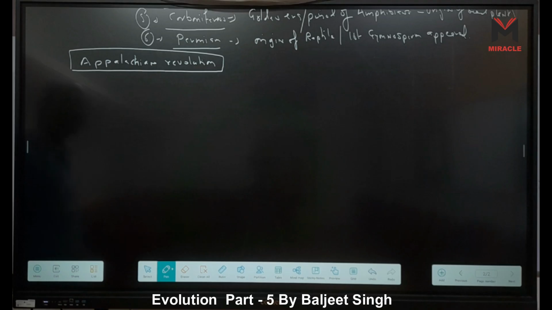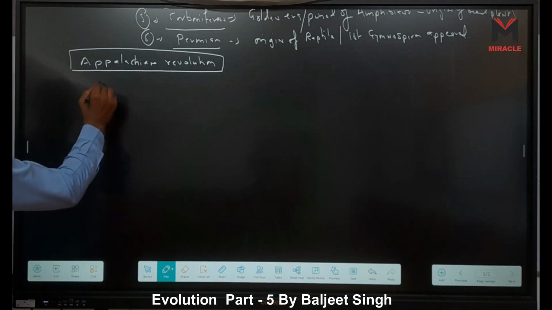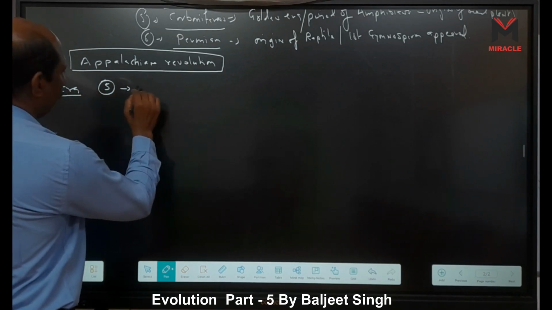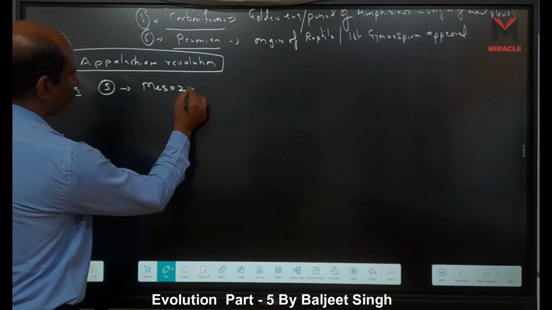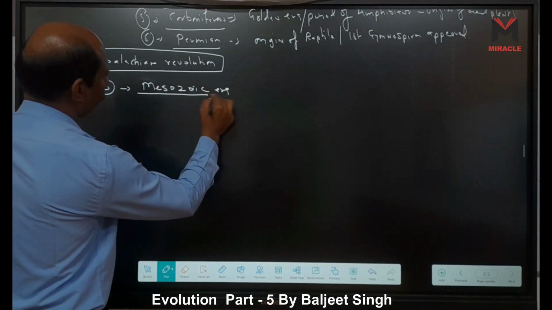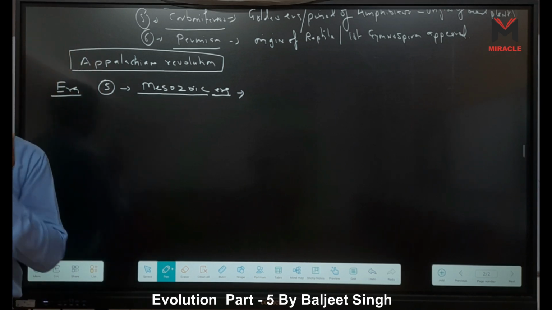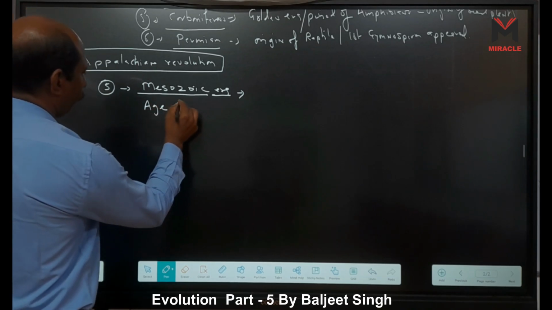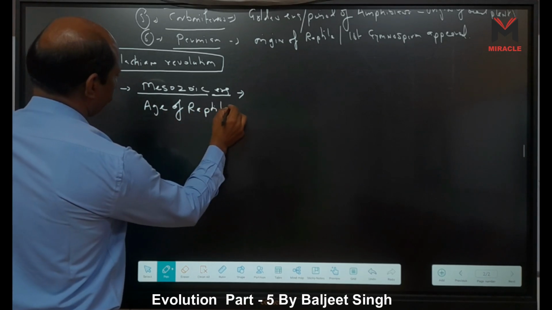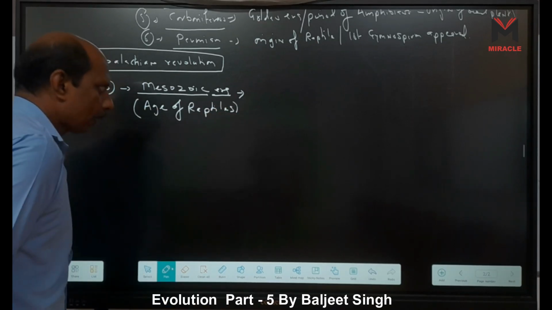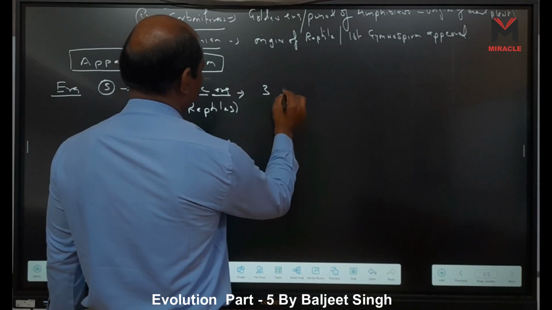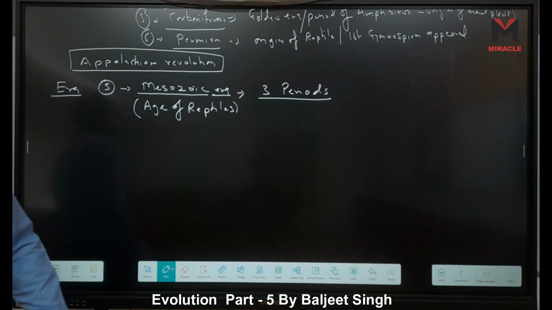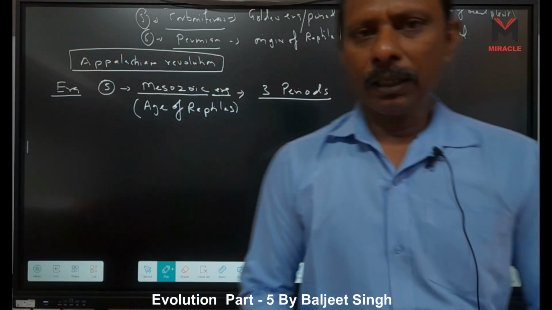Now, what happens then? The next era comes. The next one is our fifth era. What is the fifth era? It is our Mesozoic era. Mesozoic era is called the golden period, or age of reptiles, right? It is divided into 3 periods. Which 3 periods? First is Triassic, second is Jurassic, and third is our Cretaceous, right?